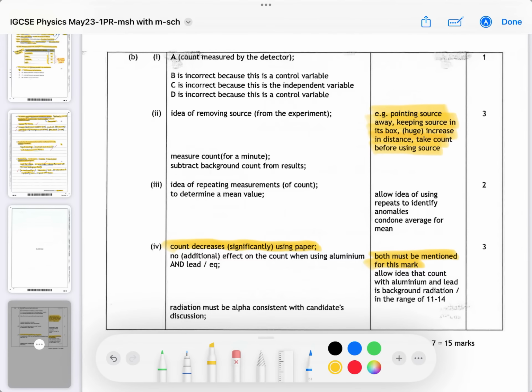Count significantly decreased due to the paper. No additional effect when using aluminium and lead. Exactly what we wrote. So radiation must be alpha. So they're saying the idea that the count rate with aluminium and lead is the background radiation, because effectively that would stop all radiation going through. So the background would be in the range of what we measured with the lead, for example.